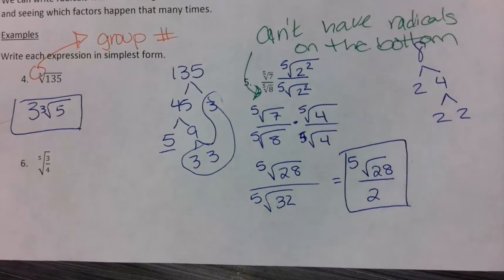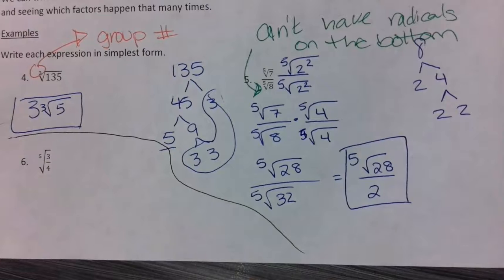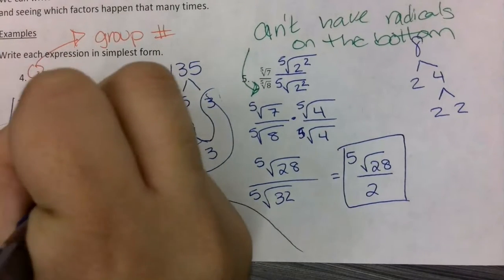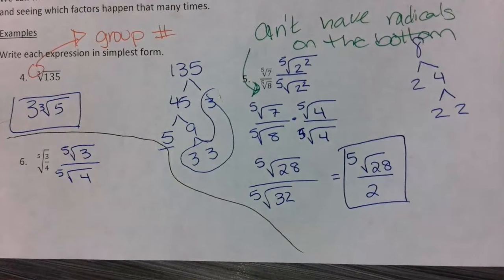Okay, so number 6 is similar to the one we just did. Let me draw a line to separate these. What I want to do is split it up into 2. So I have the 5th root of 3 on top and the 5th root of 4 on the bottom. Oh, so you're using the 5 for 4? Mm-hmm.